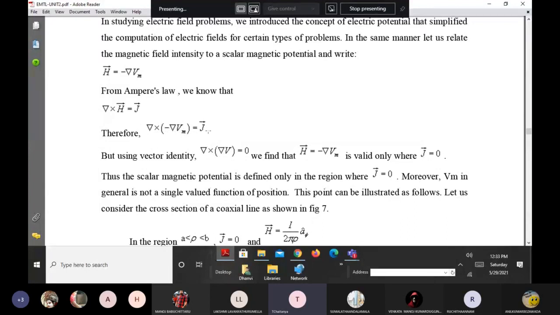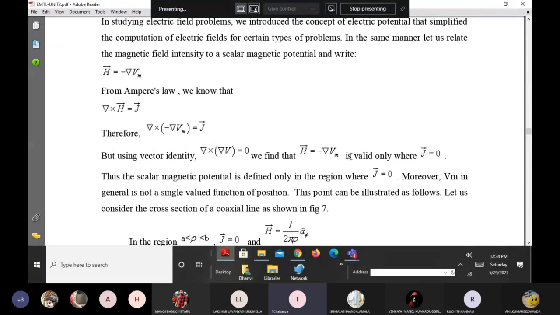Now from the vector identity, curl of gradient of any scalar should be 0, so this has to be satisfied. But in my equation J is present. Whenever J becomes 0, this equation is suitable. Otherwise it is not suitable, because from the vector identity, curl of gradient of any scalar must be 0. So H equal to minus del V is valid when J equal to 0. J is the current density, right?